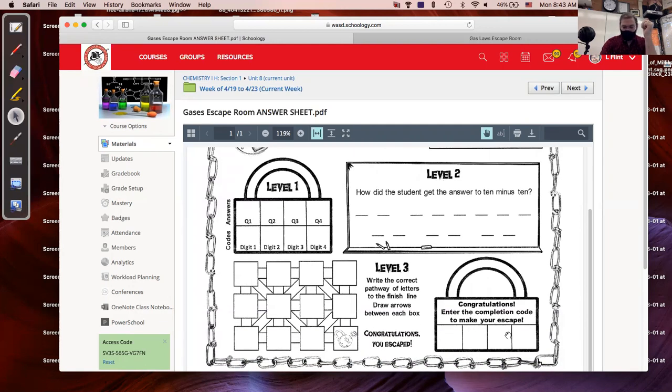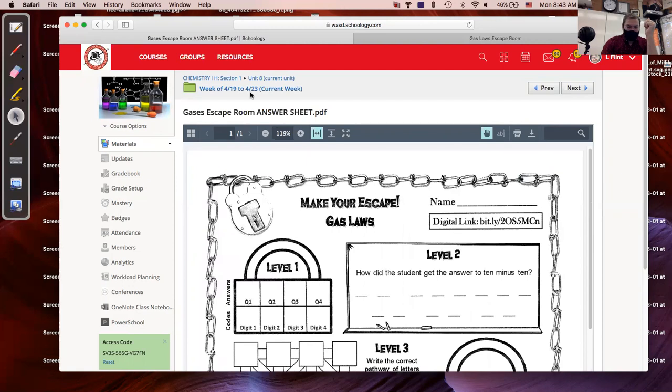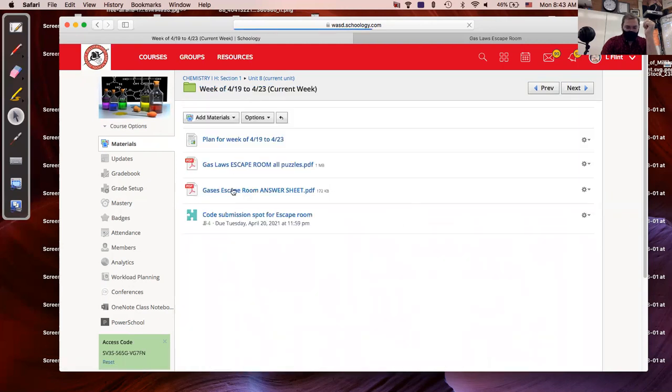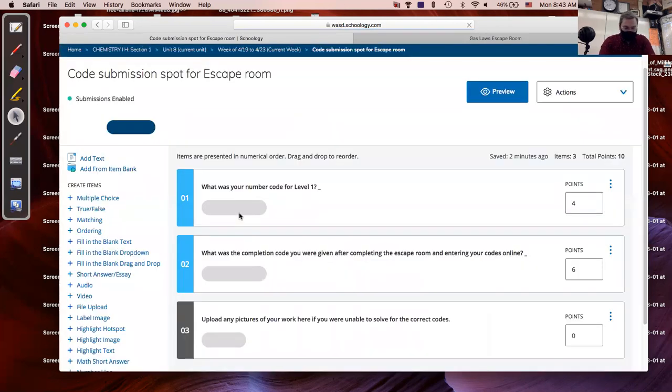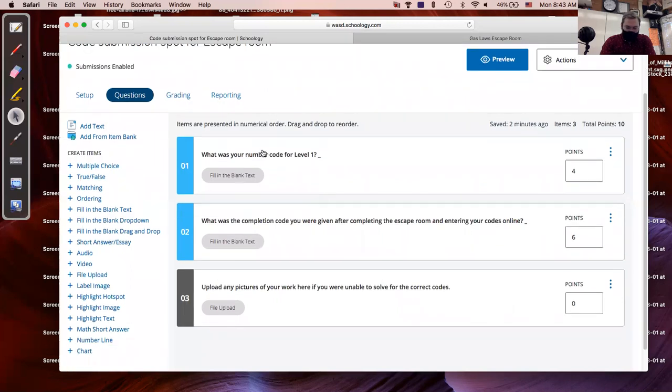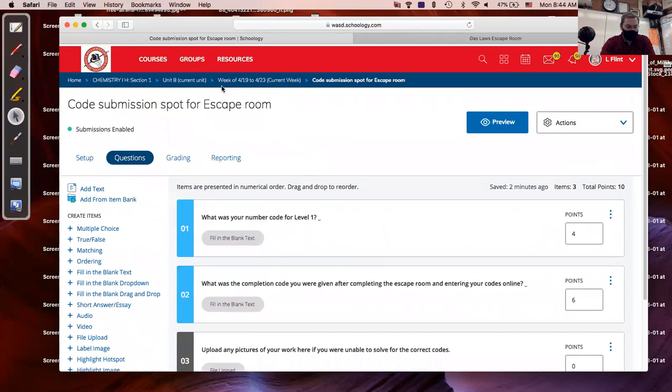That completion code you would write here, but you can just do that in this little submission spot. So here it says code submission spot for escape room. It's like, what's your number code for level 1? What's the completion code after the escape room? And if you couldn't get the right codes and you want me to see what you did and help you and give you feedback, there's a little file upload section there.